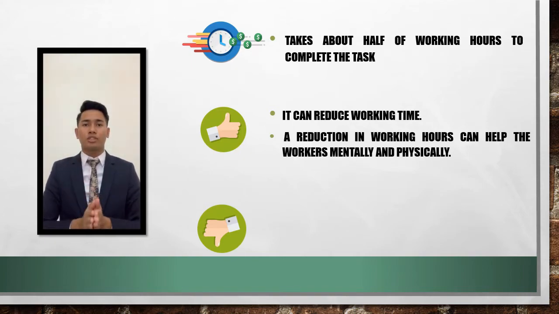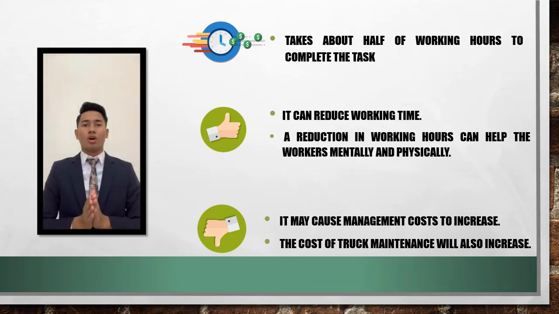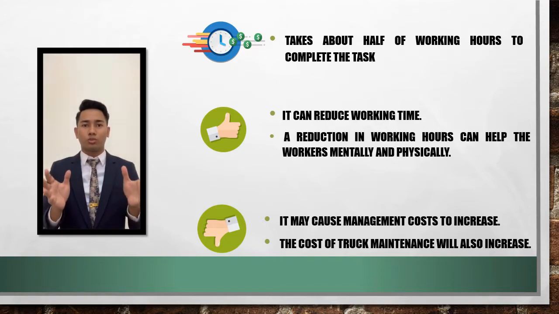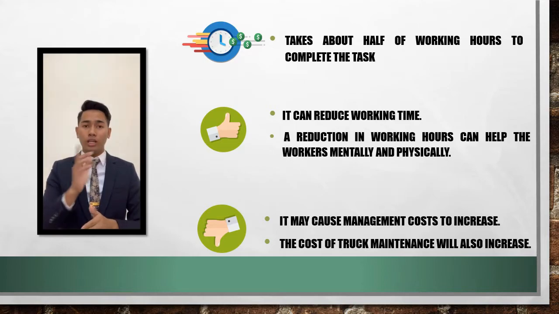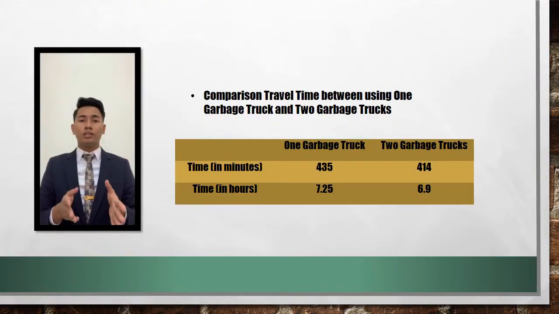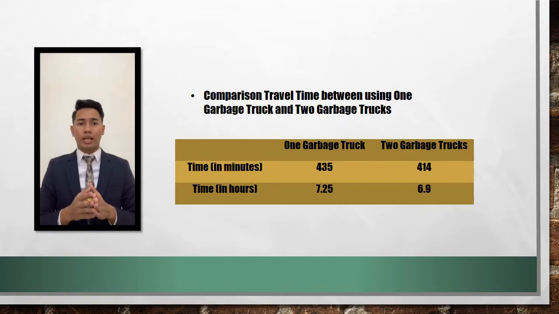The advantage of using 2 garbage trucks is it can reduce working time, and with a reduction in working hours, it can help the workers mentally and physically. The disadvantage of using 2 garbage trucks is it may cause management costs to increase, and the cost of truck maintenance will also increase. This is a comparison of travel time between using one garbage truck and two garbage trucks. One garbage truck takes 435 minutes or 7.25 hours to collect solid waste at the residential area, while two garbage trucks only take 414 minutes or 6.9 hours to complete the task.